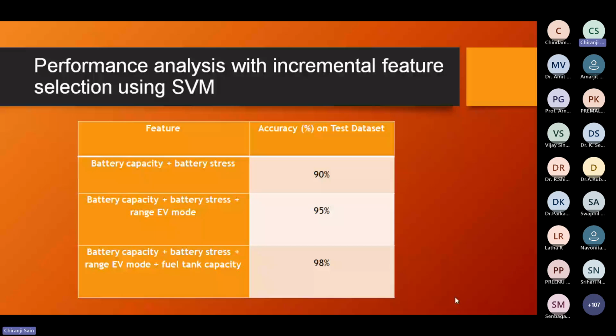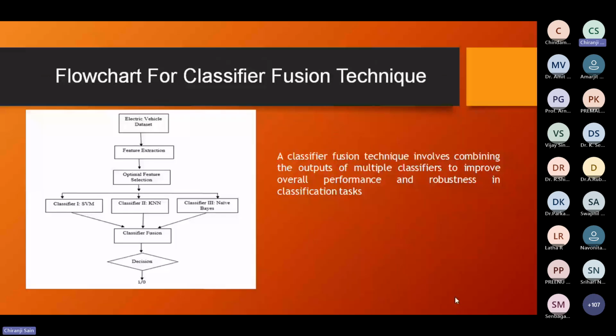And this is one of the important classification problems, that is the classifier fusion technique. You could see the electric vehicle data set, the feature extraction and optimal feature selection, and based on that, the classification problem has been taken care of by KNN and naive Bayes algorithm. Based on that, we have a classifier fusion technique by which the final decision takes place, that is simply 0 and 1.